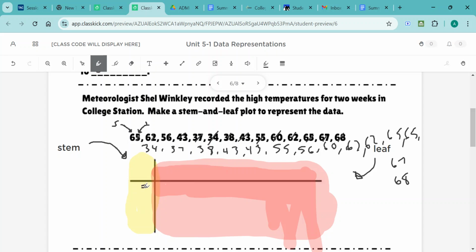The 3 is going to go into the stem. Remember, the first number goes into the stem. The last number goes into the leaf. So look, I just represented 34. Awesome. Now, I also need to represent 37.